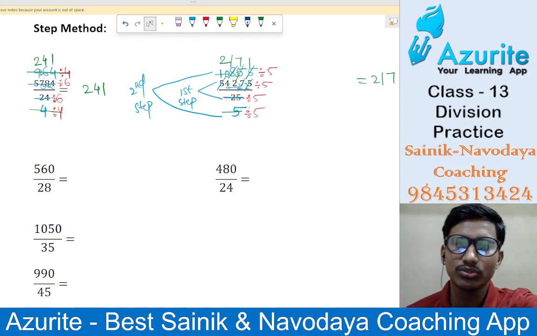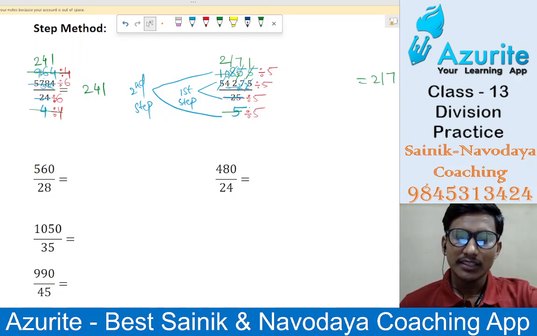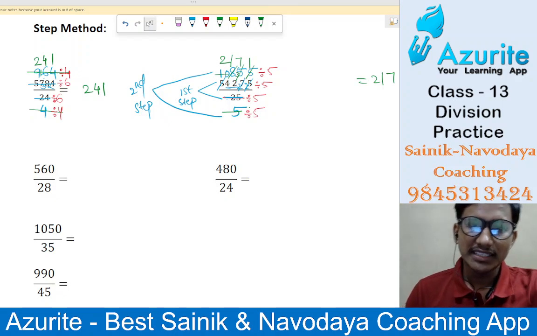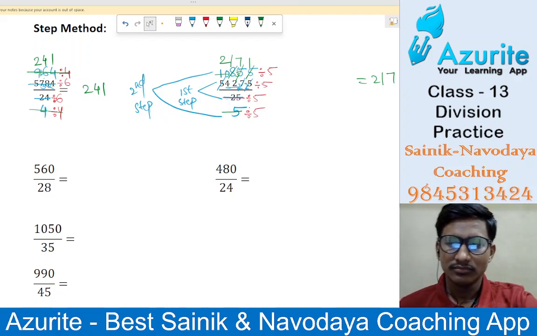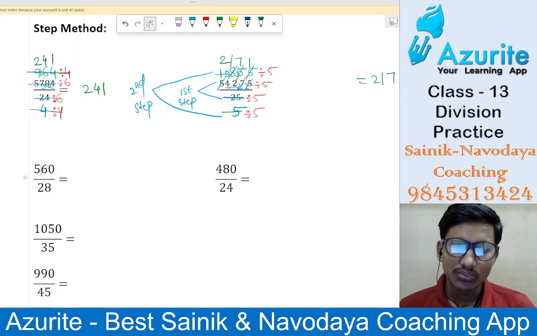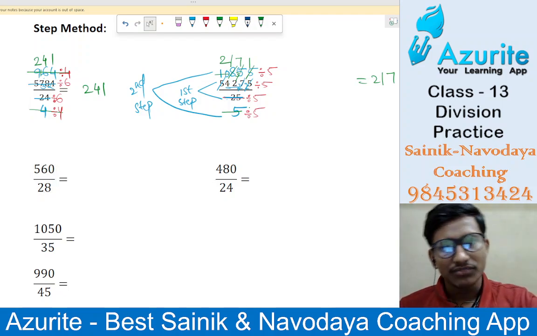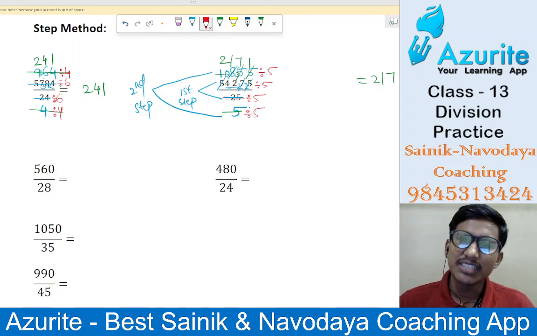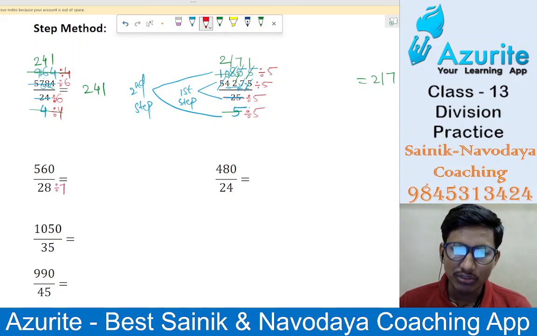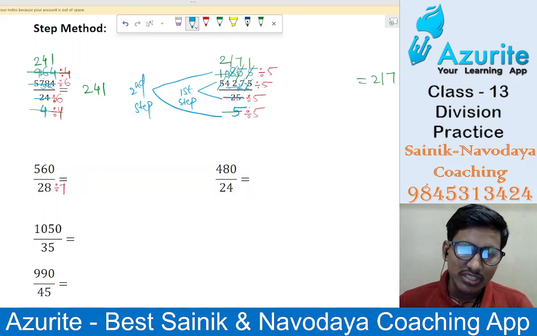Listen here, students. It is like this, right? This is 28, 28 divided by 28. So we can take the 7 table. The 7 table will be easy, right? 7 how much are 28? We have to divide and write it below. Yes, 7 4s are 28. 4 you will write below.